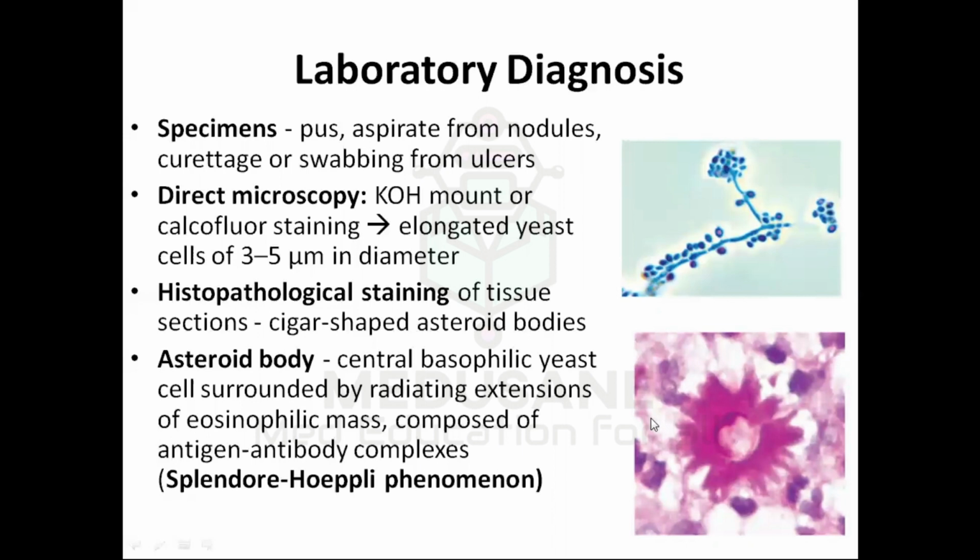In the histopathological stain, they will form the asteroid body. What is the asteroid body? This is a yeast cell surrounded by an eosinophilic mass of antigen antibody complex. It is also called the Splendore-Hoeppli phenomenon. So if they are asking a question about sporotrichosis and you are writing laboratory diagnosis, in the histopathological stain you want to mention this asteroid body and the Splendore-Hoeppli phenomenon and draw the diagram. Like this only you will be able to score the marks.